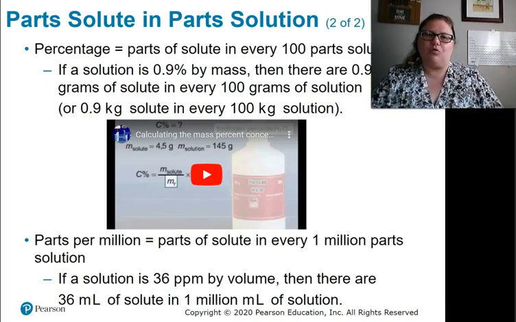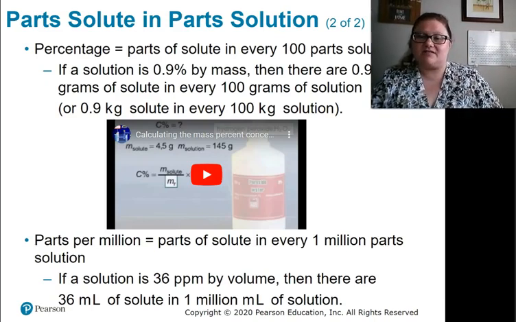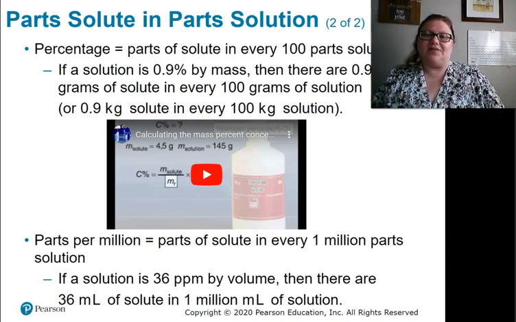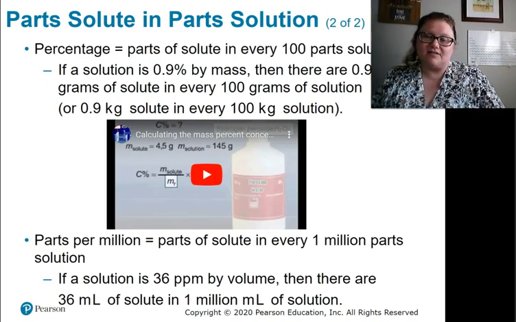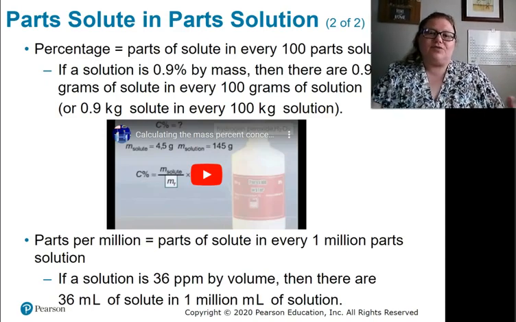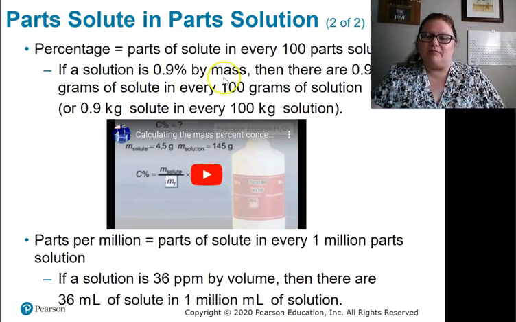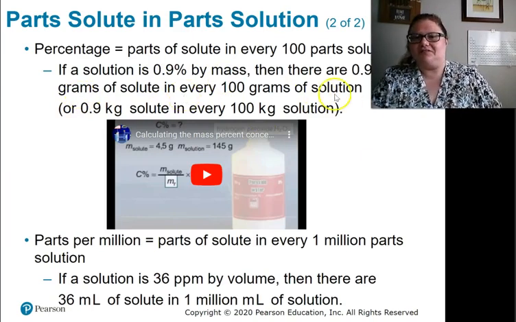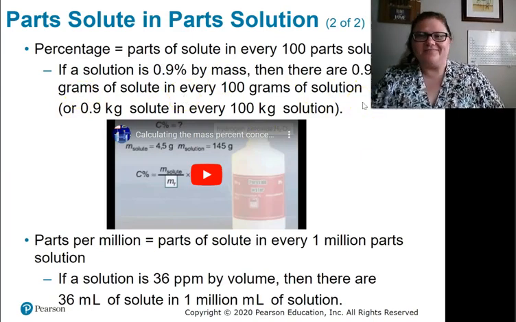If a solution is 0.9% by mass, that tells me that there are 0.9 grams of solute for every 100 grams of solution. So we could think about the percent by mass as really a shorthand to write 0.9 grams of solute in every 100 grams of solution, right?